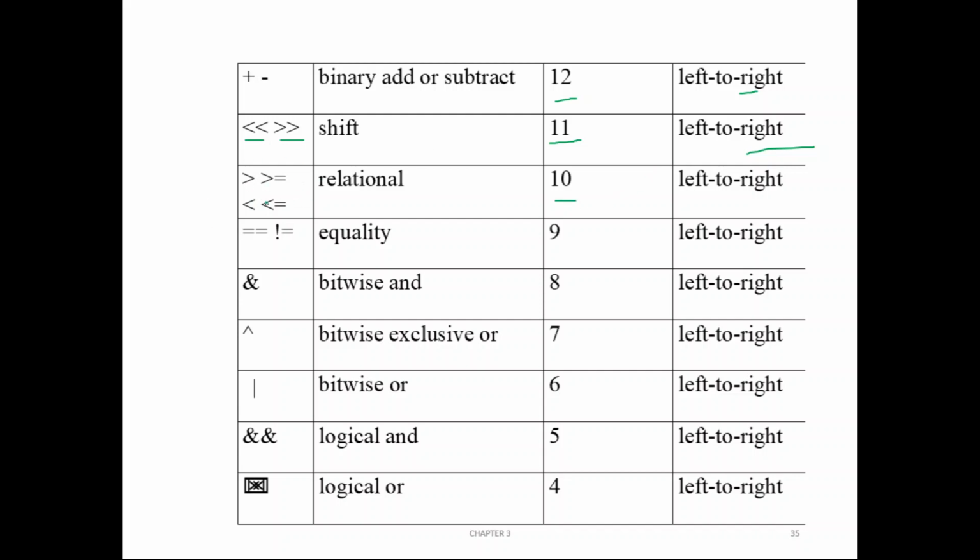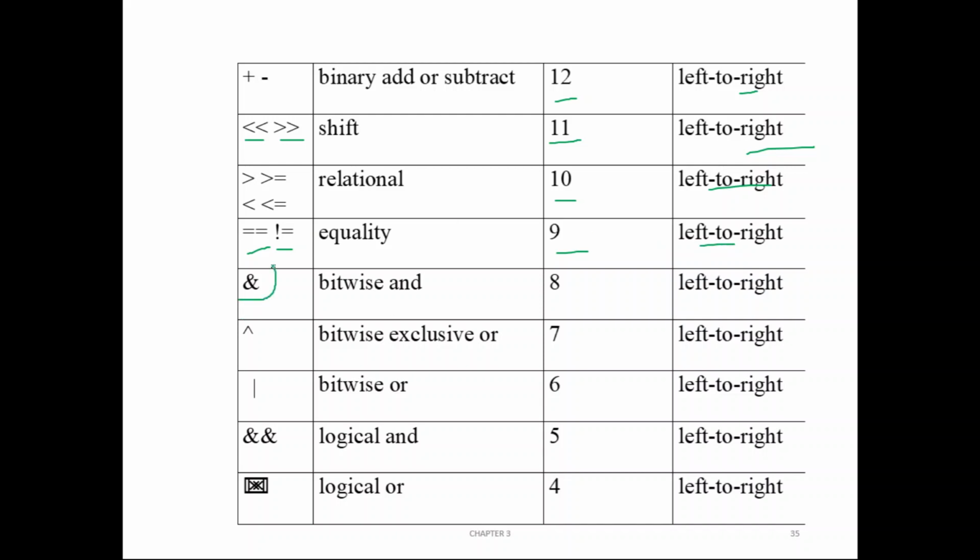Again, if an expression contains more than one of these, then it will execute from left to right. The next is equal to or not equal to. This has the next highest priority, 9. If an expression contains more than one such operator, it will also execute from left to right.